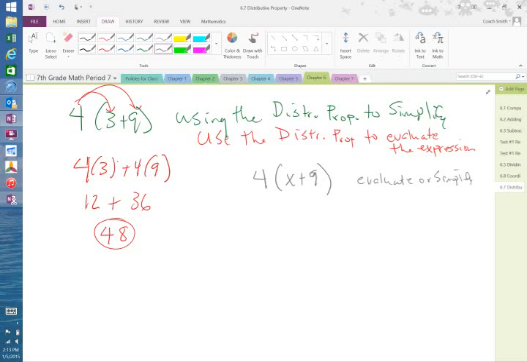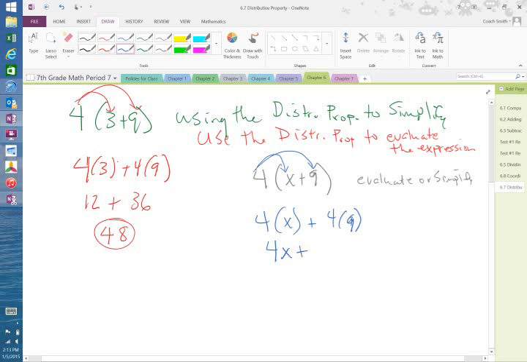The distributive property is the basis for most multiplication and most of the addition and subtraction stuff we're going to do. So we still do the same thing. We still distribute the 4, so we have 4 times x plus 4 times 9. Well, 4 times x, do we know what x is? No. So we have 4x plus, what is 4 times 9? 36. And that's your answer. That's your answer simplified.